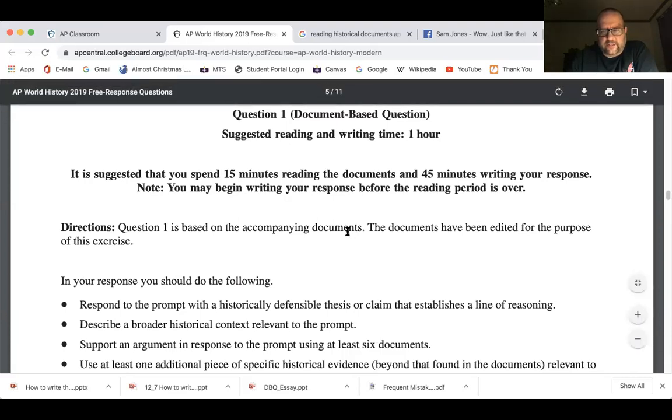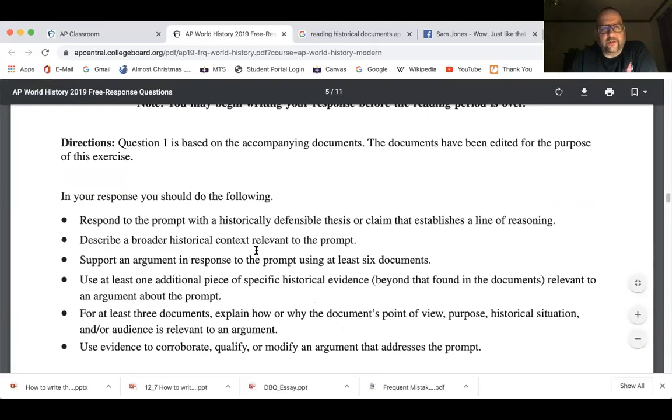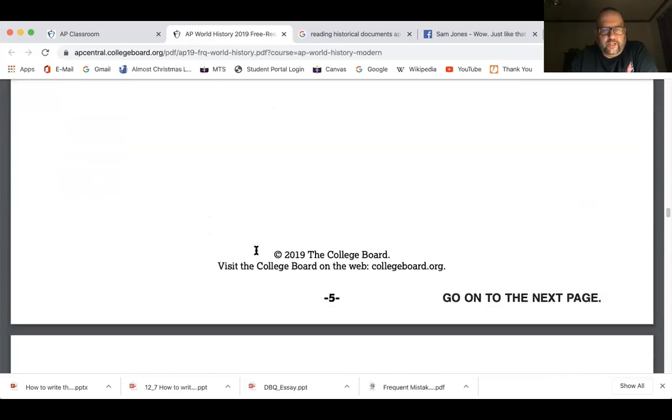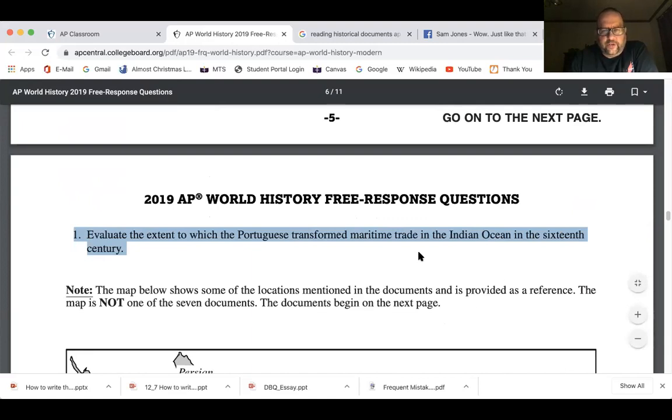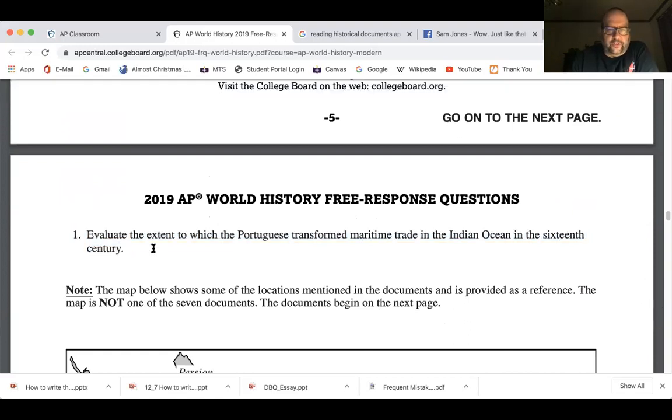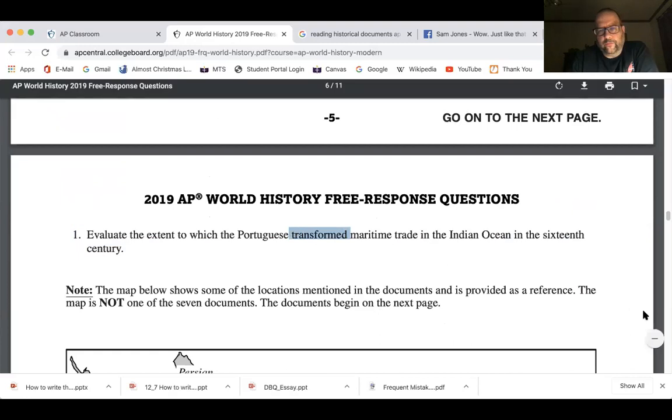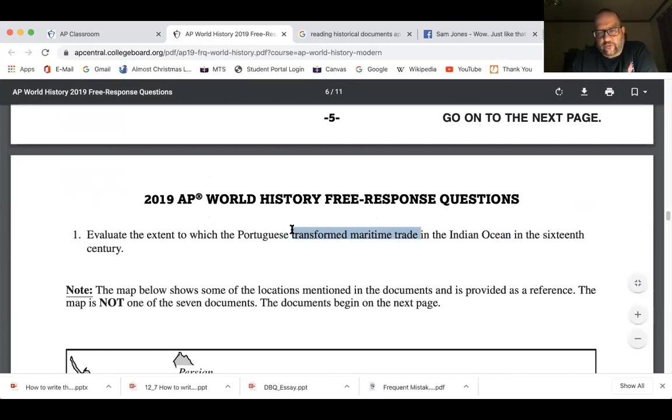Like I said, this is last year, so this would be modified this year. But the question is simply right here. You see it right there? Evaluate the extent to which the Portuguese transformed maritime trade in the Indian Ocean in the 16th century. So our historical thinking skill, I see the word transformed, which means something changed over time, okay? We see when it is, 16th century, that would be the 1500s. And we're looking at Portuguese trade in the Indian Ocean as our region. And specifically, how does this involve the Portuguese?